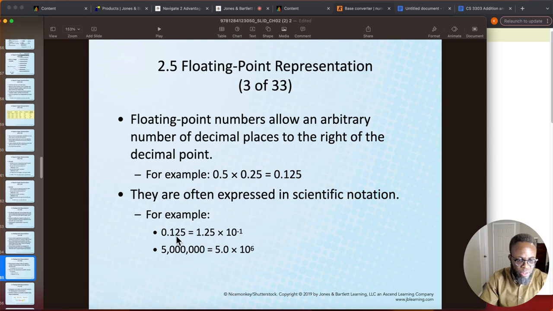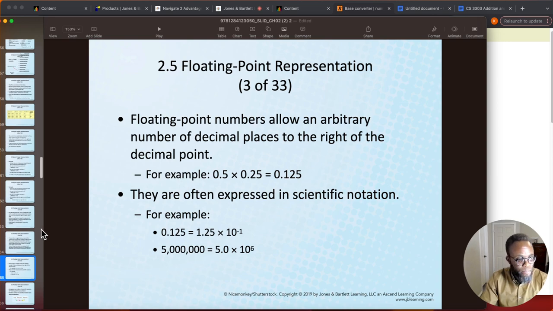Let's see what we're talking about here. Yes, we talked about this, how 0.125 is 1.25 times 10 to the negative 1. And you can still also represent this as 0.125 times 10 to the 0, or 0.125 times 1. You can still represent that.